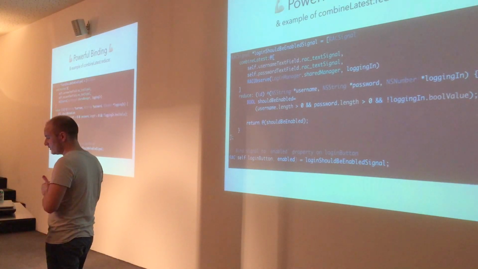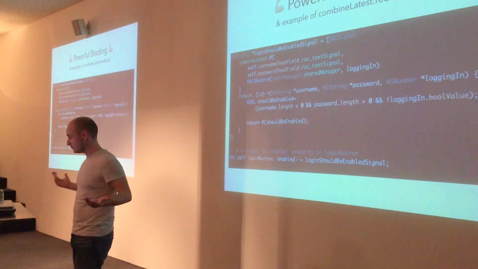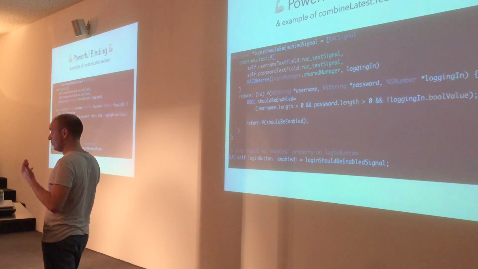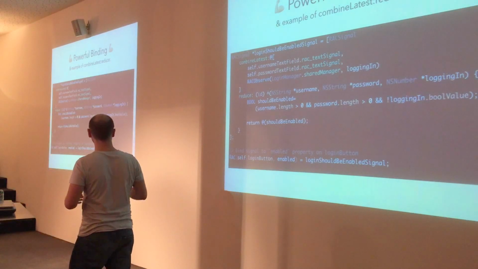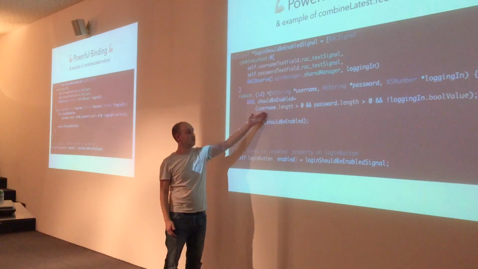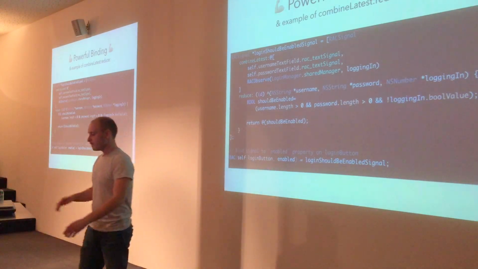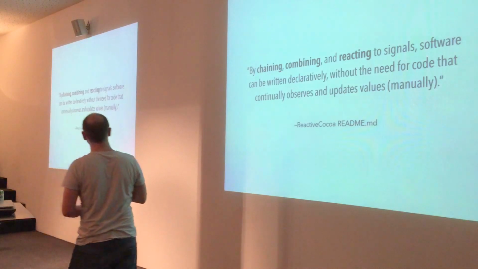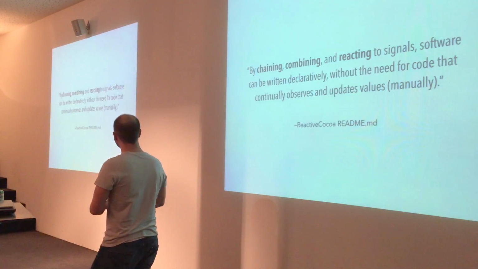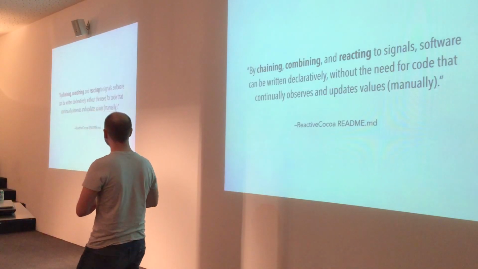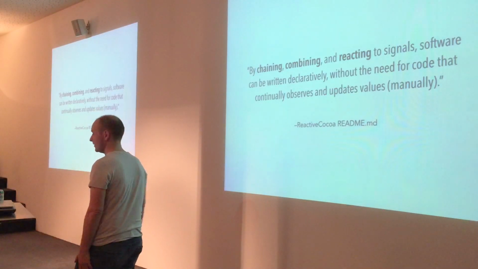So the key point is we don't take any account of what's happening outside the function, because functional programming reasons only about the input parameters. So each piece of it is very simple. You're just making a boolean and returning it. So by chaining, combining, and reacting to signals, software can be written declaratively without the need for code that continually observes and updates values manually.